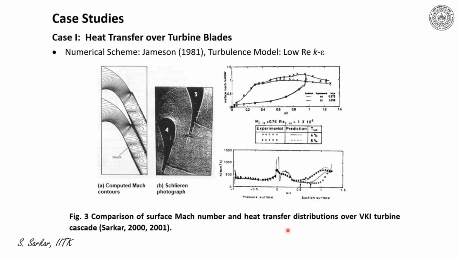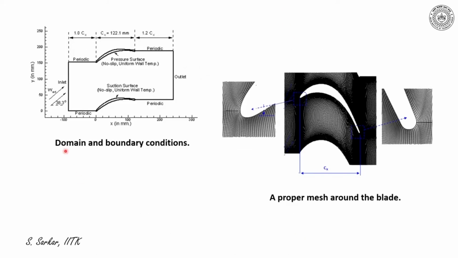VKI guide vane. I have already explained the importance of domain, boundary condition and mesh, but let me again remind you that you will have to decide a proper domain and impose proper boundary conditions. Furthermore, we have to generate the grid where grid uniformity and orthogonality should be maintained, while you need to stretch the grid towards the wall or near the leading and trailing edge to resolve the gradient of flow, velocity, and turbulence quantities.